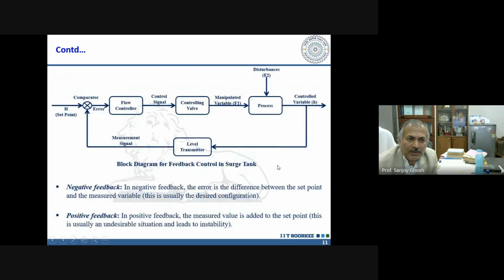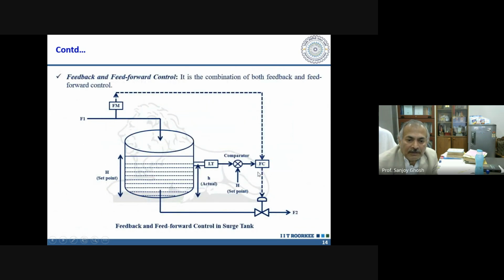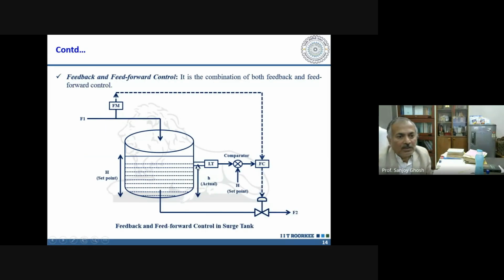Look at the previous loop. There the output is measured. Look, the output is measured here. The level transmitter is there, but here the output is not measured. Look at here. So this is the ultimate.